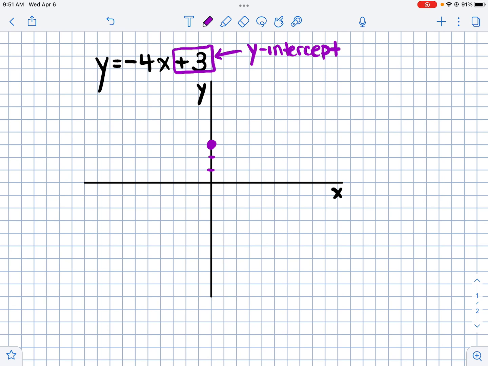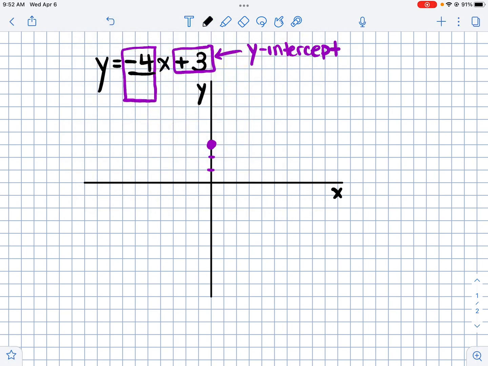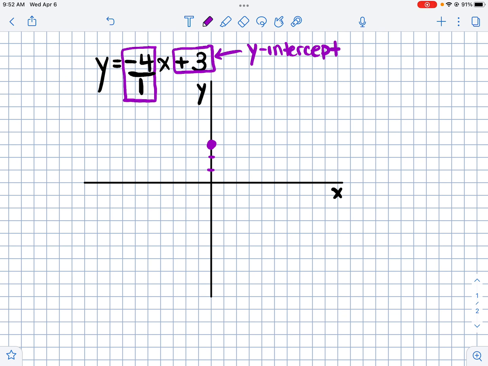And now I'm going to use my slope or my rate of change to get me the next point. So this guy tells me how much my graph is increasing or decreasing. It's also kind of helpful if this guy's a fraction. So I'm going to put it over 1 so that it's a fraction. So anytime you have a whole number, you can put the whole number over 1. So that way it's a fraction. So now I know from my slope that my slope is equal to my rise over my run.